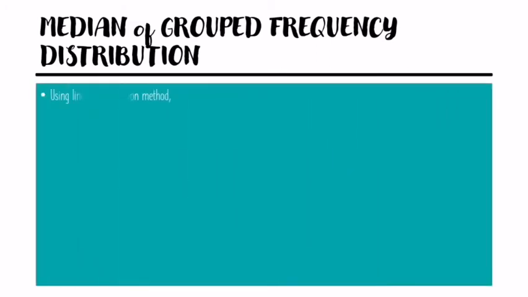So that is ungrouped frequency distribution. Now let's see grouped frequency distribution. For grouped frequency distribution, we are going to use the linear interpolation method. So this is our median formula: Median equals L plus Cm divided by Fm, in brackets, n over 2 minus summation of Fm minus 1.